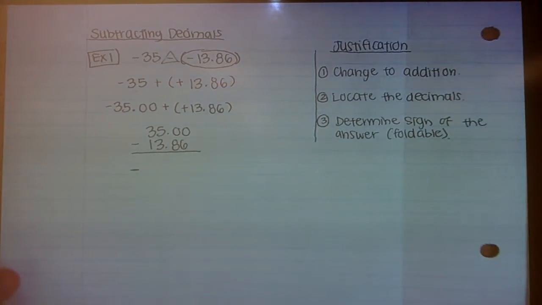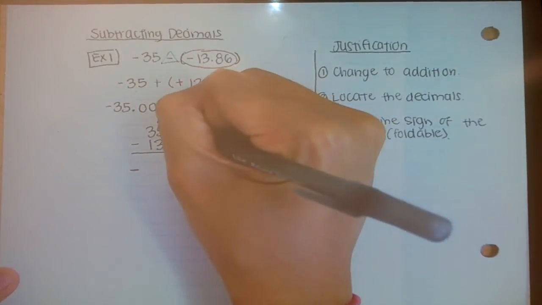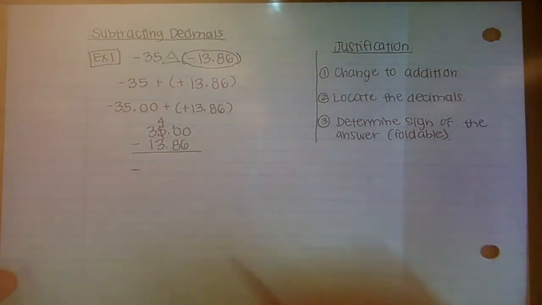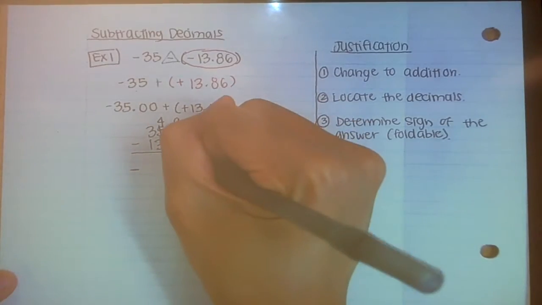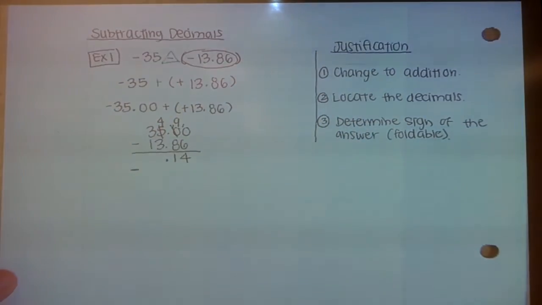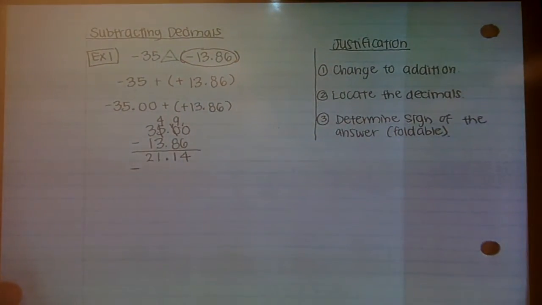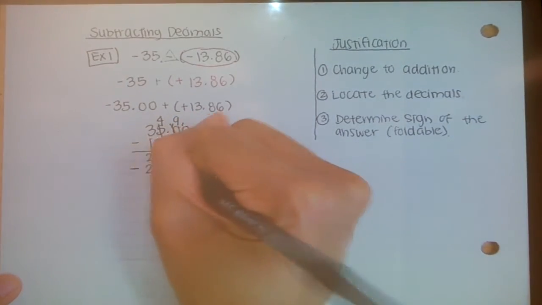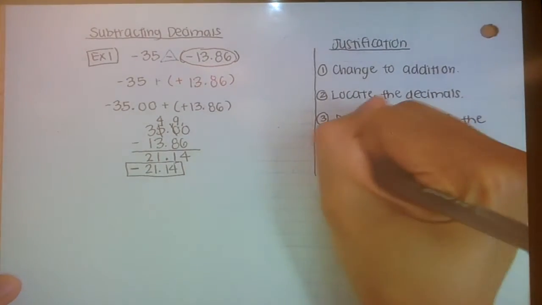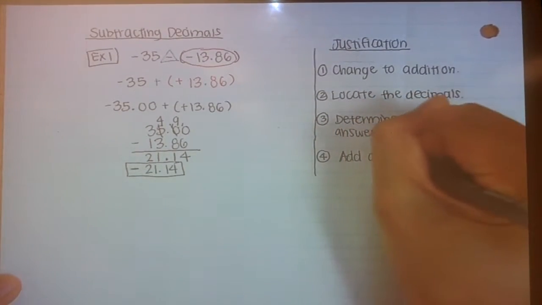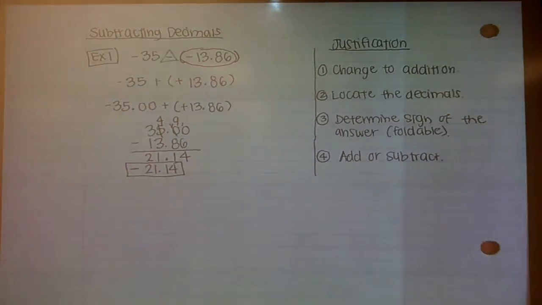And in this case, I cannot subtract 0 minus 6, so I need to borrow from the ones place. So this becomes 4, but I still need to borrow one more time. So 10 minus 6 is 4, 9 minus 8 is 1. I line up my decimal and keep subtracting. And I know my answer is negative, so it's negative 21 and 14 hundredths. So finally, my last step was to add or subtract, depending on what the foldable says. Since they're different signs, I'm going to subtract.